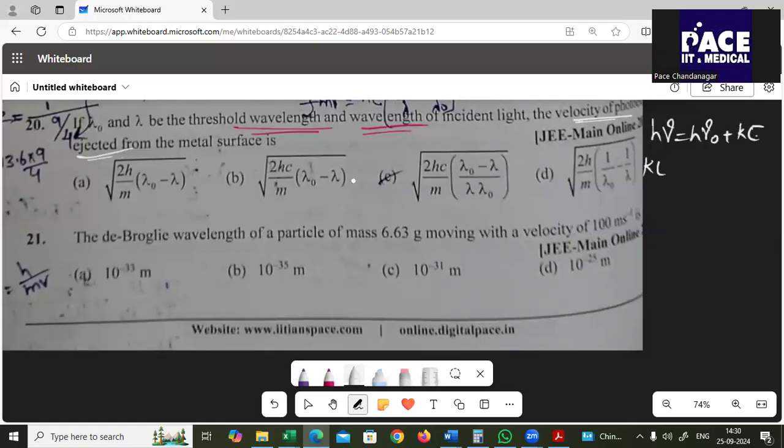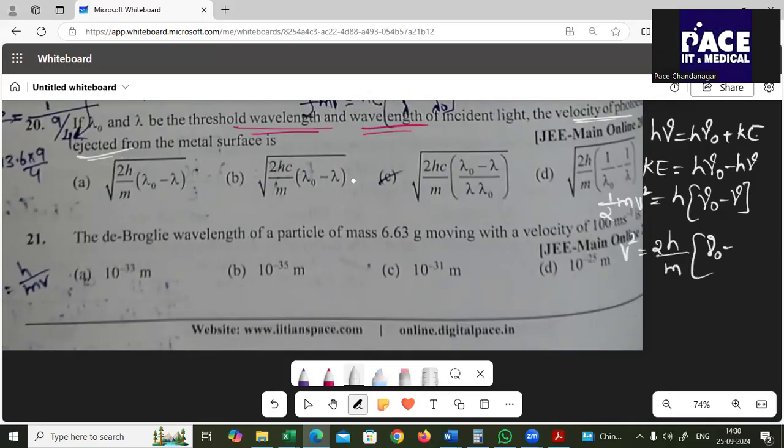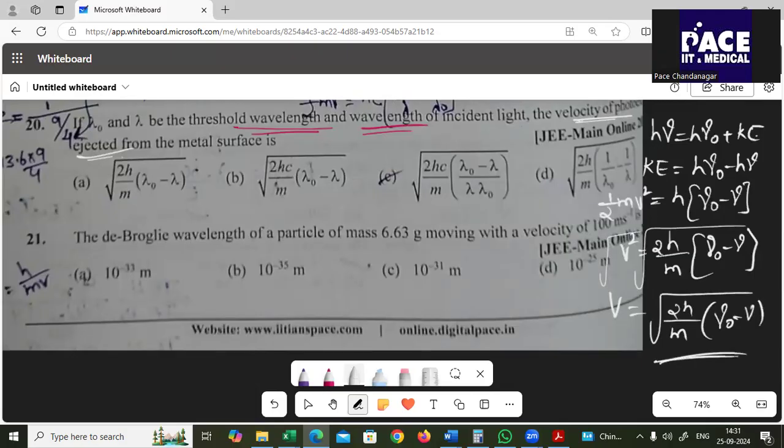Now we are asked about velocity, so let me fix my kinetic energy first, which is h nu minus h nu naught, which is h times nu minus nu naught. Kinetic energy is half m v square. So v square is equal to 2h by m times nu minus nu naught. Now v is equal to the under root of all this, which is your option B, I guess, right? So that's how you can do it.